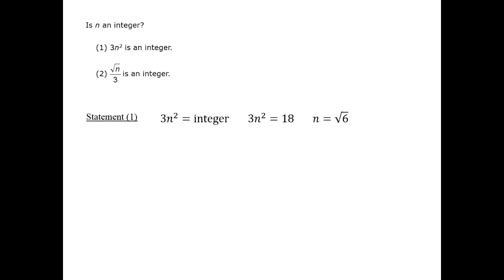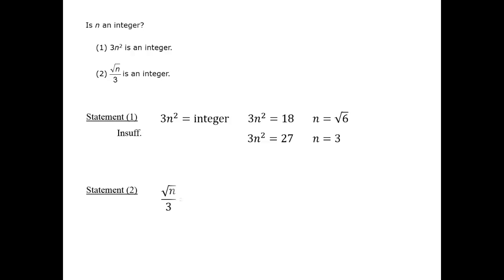We can probably find a case that generates a contradictory answer. Say 3n squared equals 27. That's an allowed case since 27 is an integer, and in this case, n equals 3, so n is an integer. Hence, we have contradictory answers to the question from allowed cases. So we have insufficient information, and statement 1 is insufficient.